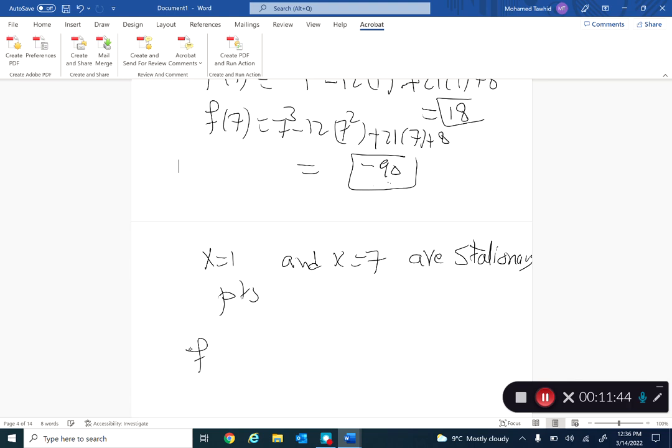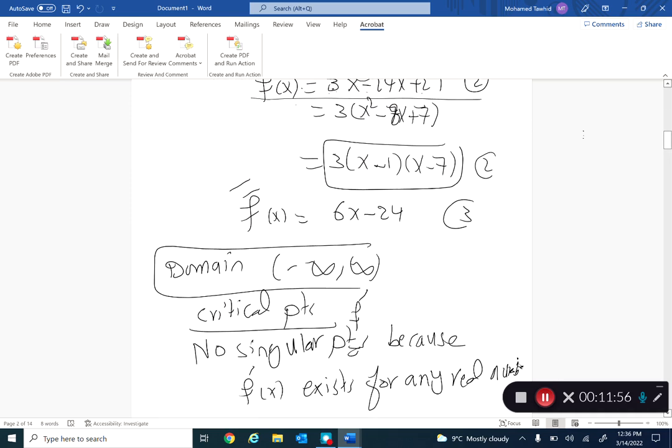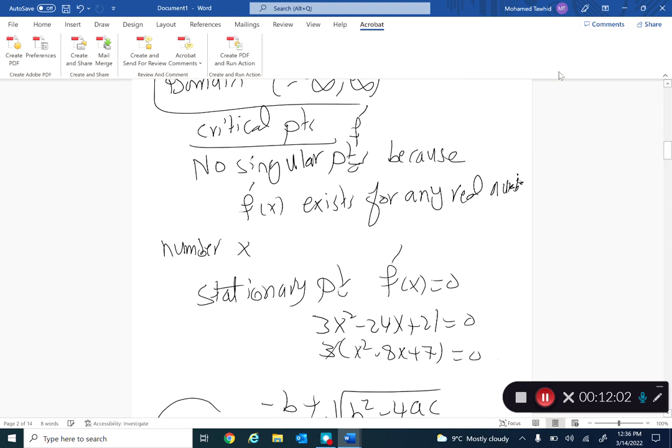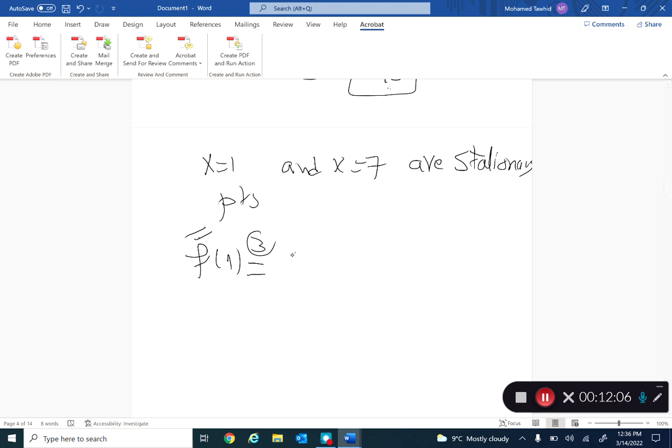And then I have to find the second derivative. That is my second derivative test. What is the second derivative at 1? So I have to go to equation 3. Where is equation 3 here? Look what you have here. That is your derivative. Just replace x by 1. If I replace x by 1, you have 6 minus 24.